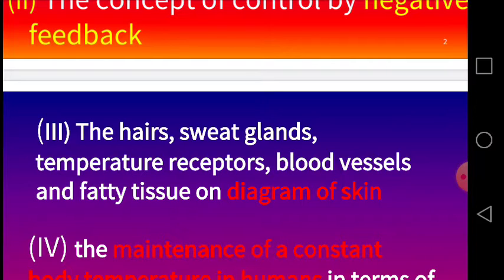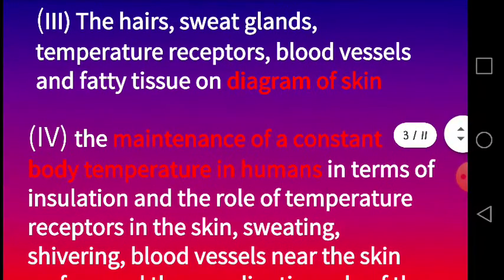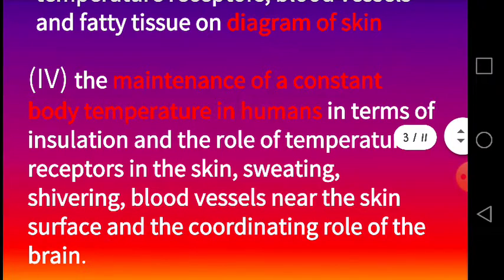Thirdly, we will be focusing on the structure of the skin with the help of a diagram, and we will, inshallah, focus on the different parts of the skin like the hairs, sweat glands, temperature receptors, blood vessels, and the fatty tissues. Fourthly, we will see how the human body maintains the body temperature at constant values in terms of insulation and the role of the temperature receptors in the skin, sweating, shivering, blood vessels, and the coordinating role of the brain. So these are our objectives for today's learning.